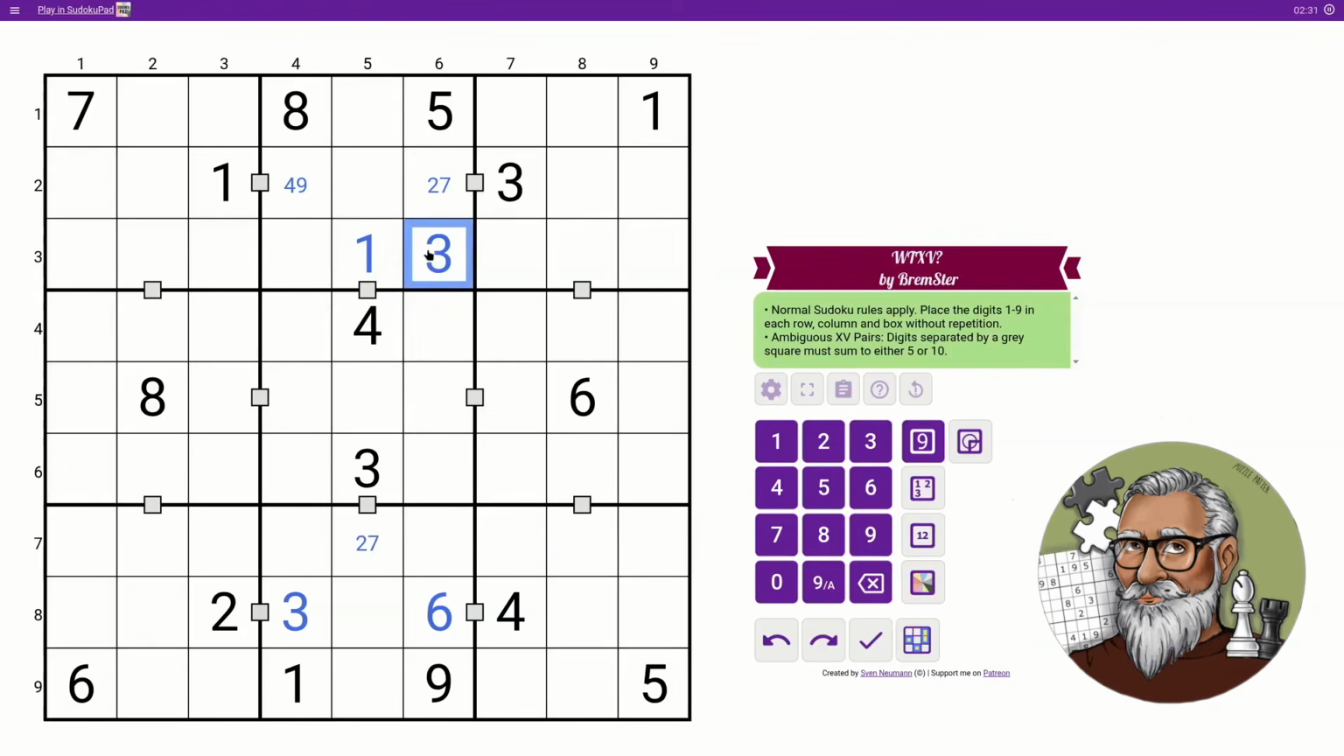Well, this is not 2. This is 3. Any more 3s? Well, where's 3 in box 1? It has to be in one of those 2. Anything else? That looks like it for now.